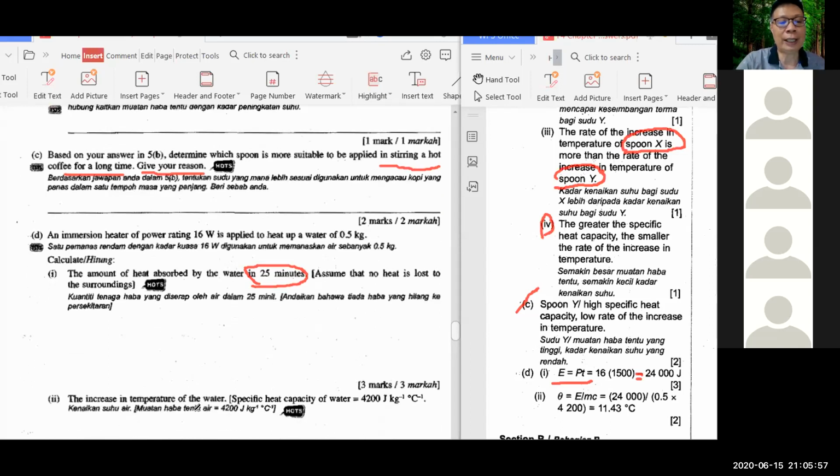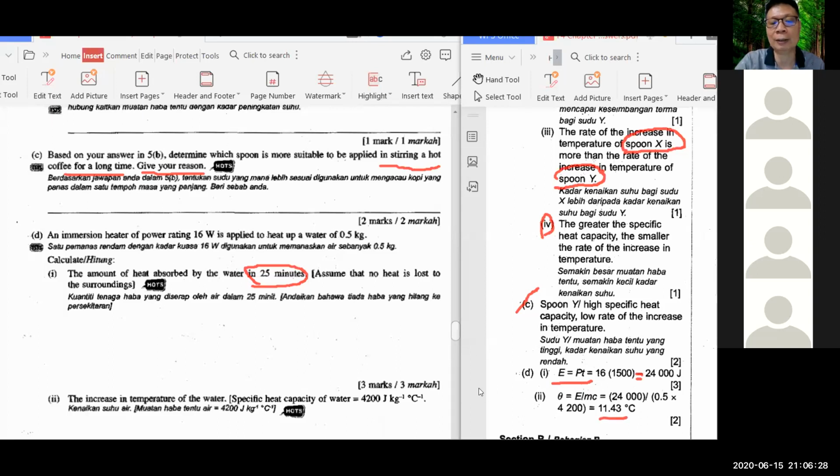Next, the increase in temperature of water, then MC theta. Okay, PT equal to MC theta. Use the formula. So you want to find theta, right? So you take this formula. Actually, it's the same. You put PT equal MC theta, then you find the theta. Substitute everything to find the theta. So you will get this answer.